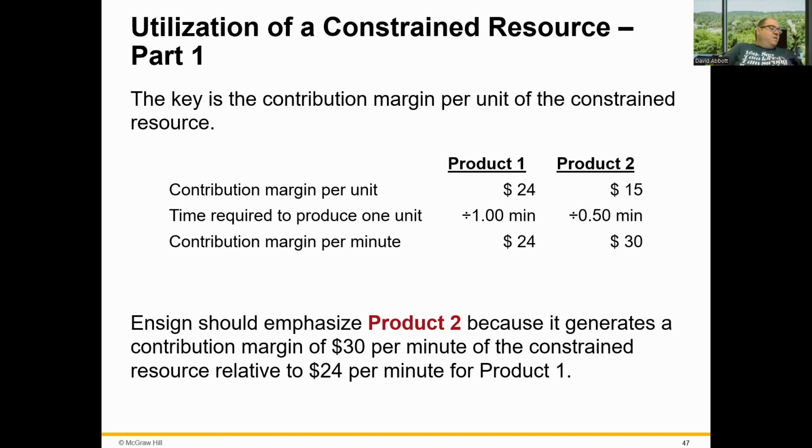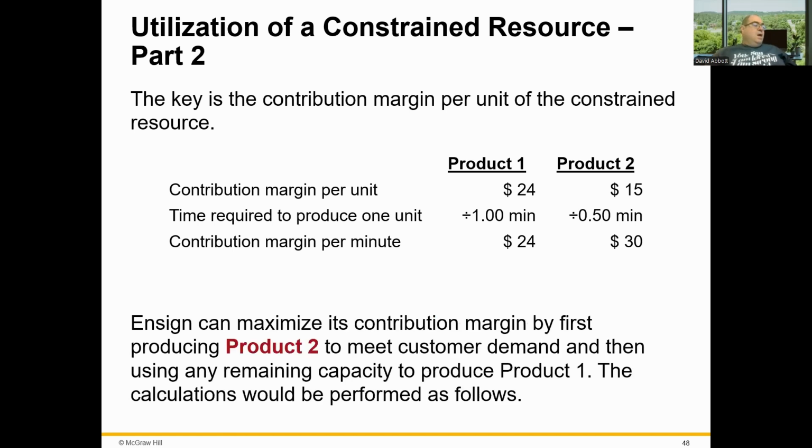Okay. So as suggested by the answer to the quick check questions, Ensign should emphasize product 2 because it generates a contribution margin of $30 per minute of the constrained resource relative to $24 per minute for product 1. Ensign can maximize its contribution margin by first producing product 2 to meet customer demand, and then using any remaining capacity to produce product 1.